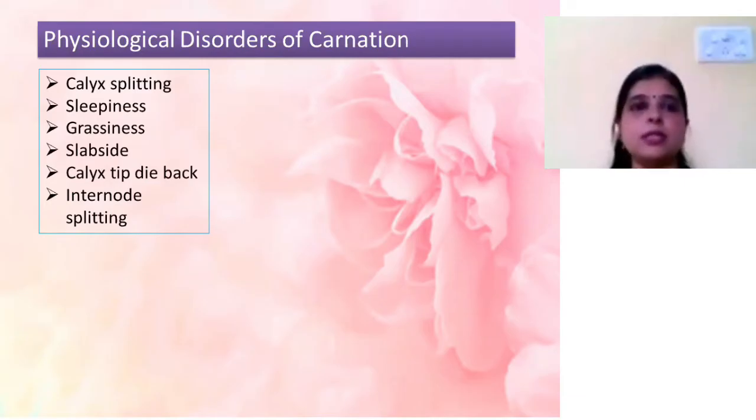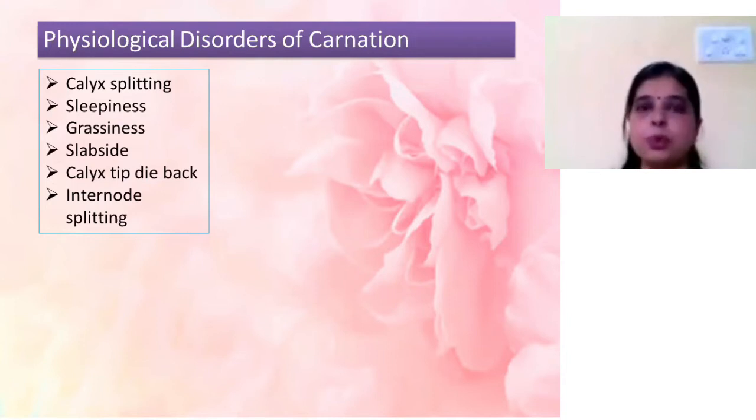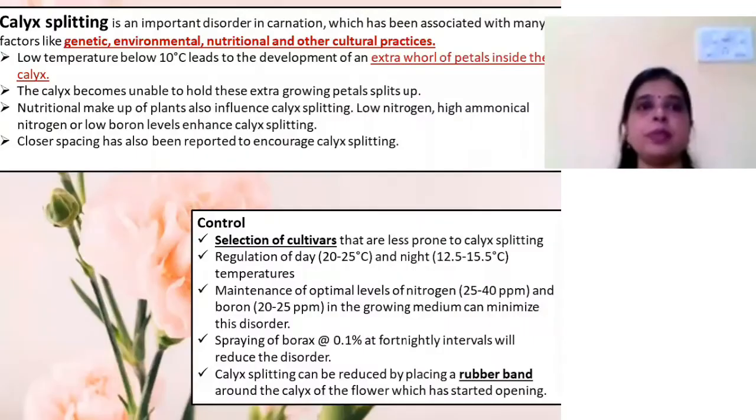The first ones are calyx splitting, slippiness, grassiness, slab side, calyx tip dieback, and internode splitting. Among these physiological disorders, calyx splitting and slippiness are the most important ones, which reduce the quality of the flower. Calyx splitting is important because it is caused by a number of factors: genetic, environmental, nutritional, and other cultural practices.